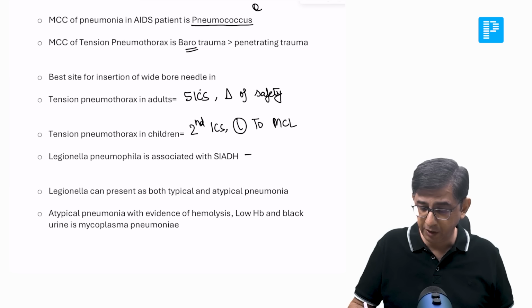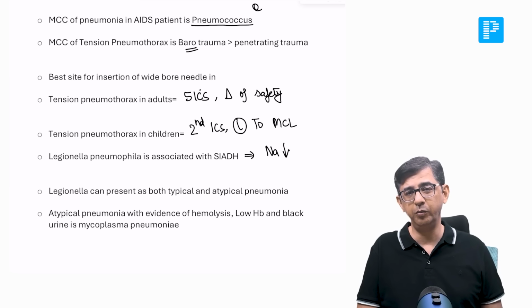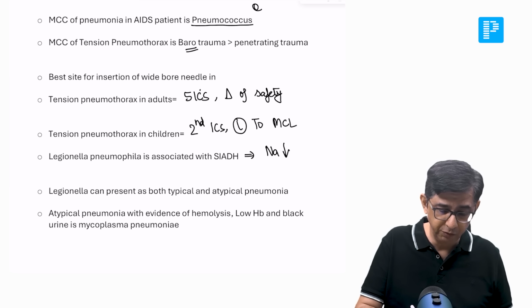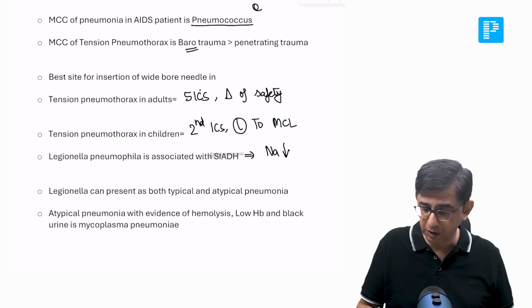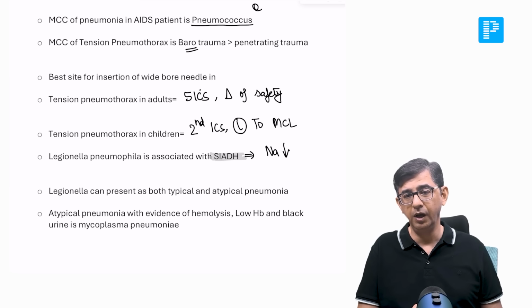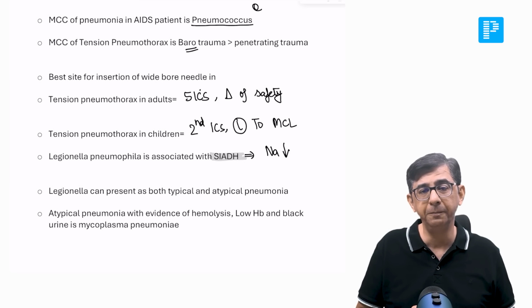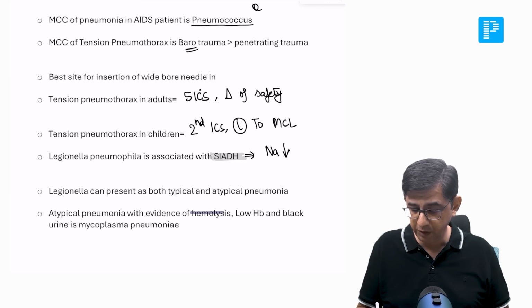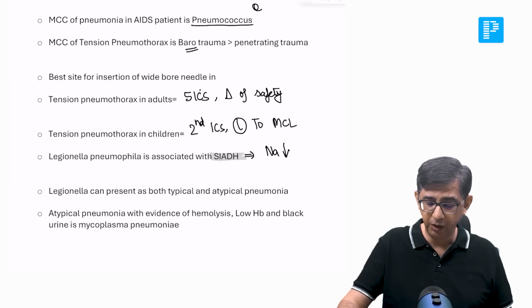Then Legionella pneumophila is always associated with SIADH. This again is a peculiarity, because earlier I was teaching you that this organism can cause both typical and atypical pneumonia, but because it is associated with SIADH, it will draw water, and the drawing of water will cause hyponatremia in this patient. The sodium values in the patient will drop. Legionella can present as both of them, but if they give you a pneumonia patient in which hemoglobin is low and there is evidence of hemolysis present, then your answer again will change.